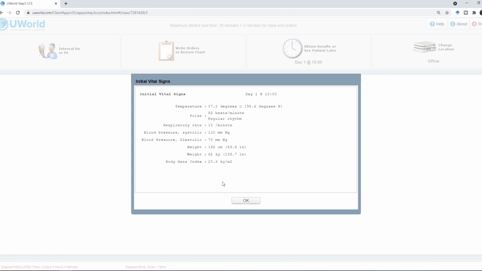And now the initial vital signs. We can look at the blood pressure here. It's normal. The BMI is normal. No fever. The pulse is within normal range, and the same for the respiratory rate.